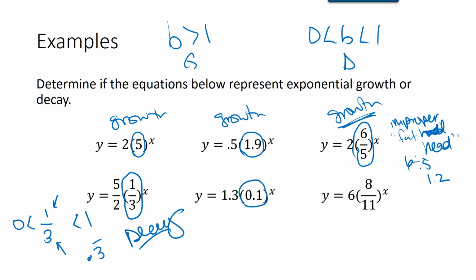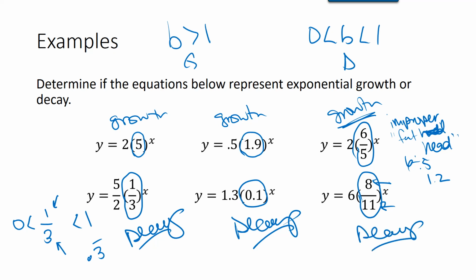Next example. Again, we're just looking at that b value, and here it's 0.1. 0.1 is between 0 and 1, so this is another decay. The last one here, we're looking at that 8/11. Okay, 8/11. Well, the numerator is smaller than the denominator. That tells me it's a regular old fraction, so it's going to be between 0 and 1 and be decay.